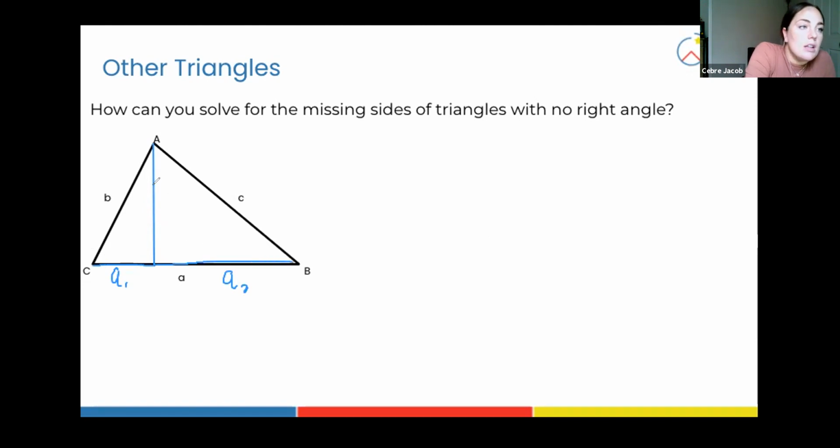Okay. This is a height. And then we have A, B, and C as all of our angles and side lengths. So we know 4 facts from this picture. The whole side A is A1 plus A2. You guys good with that?